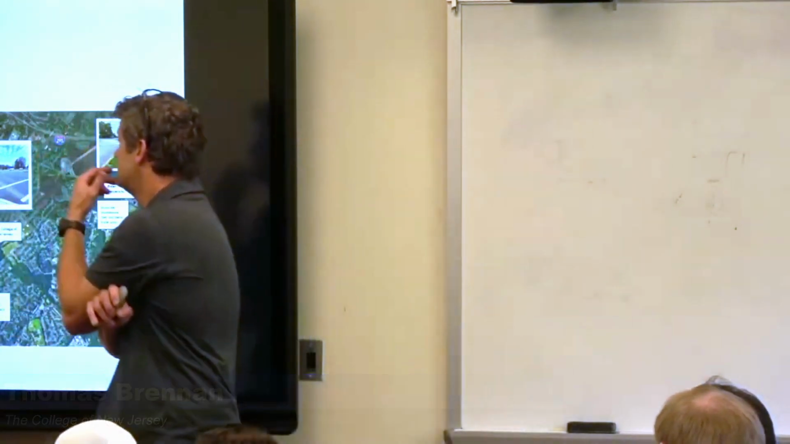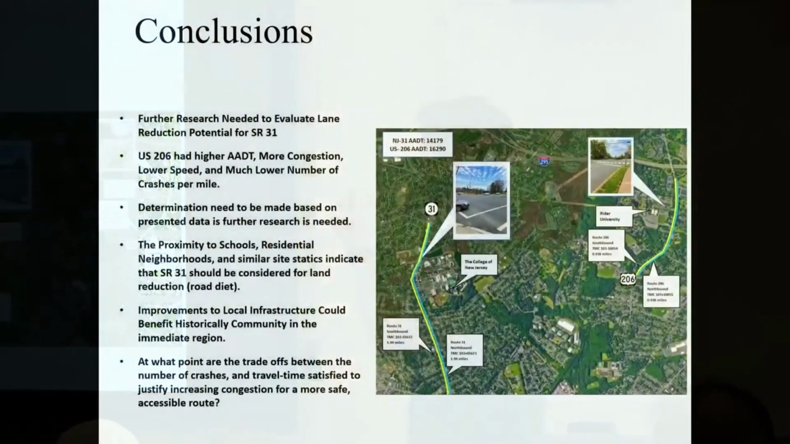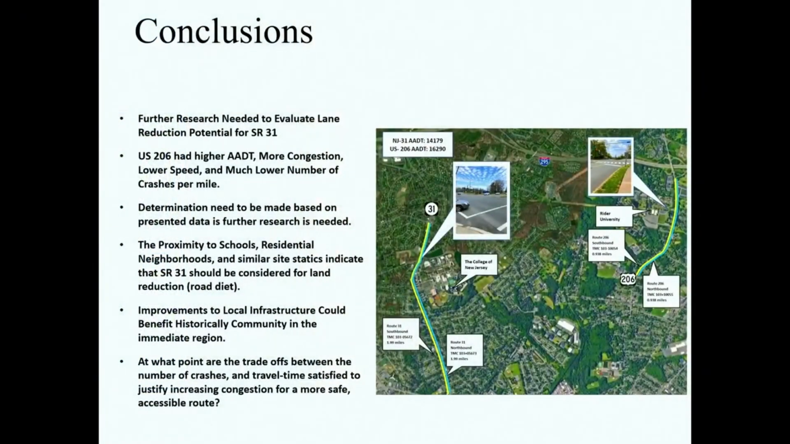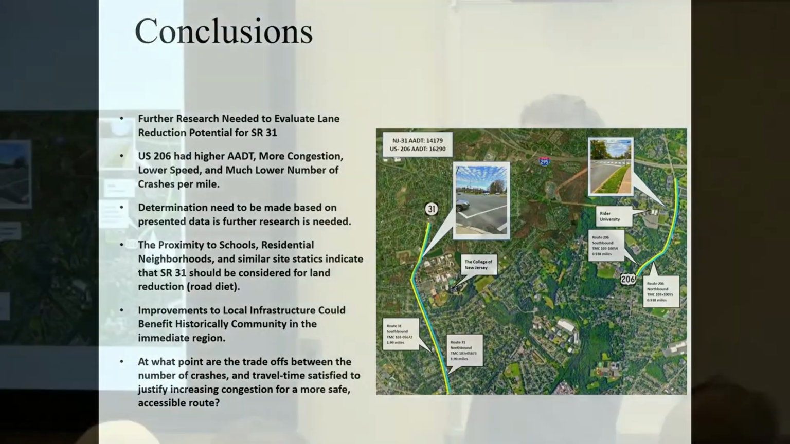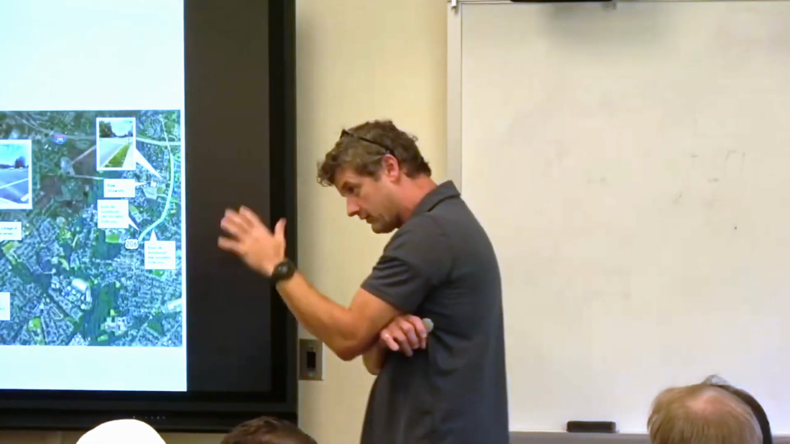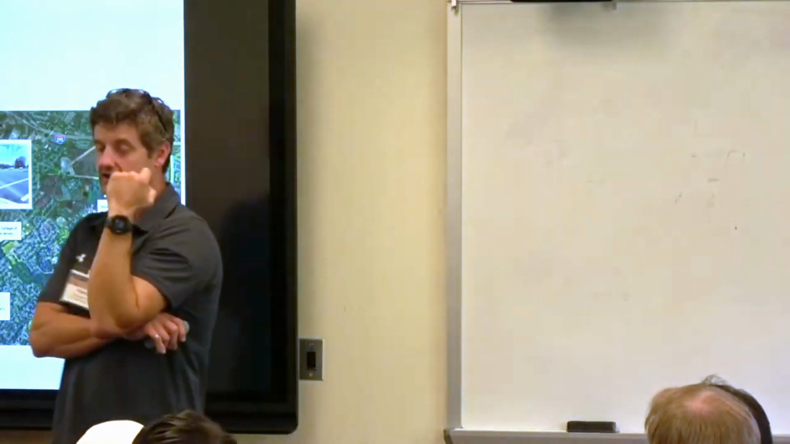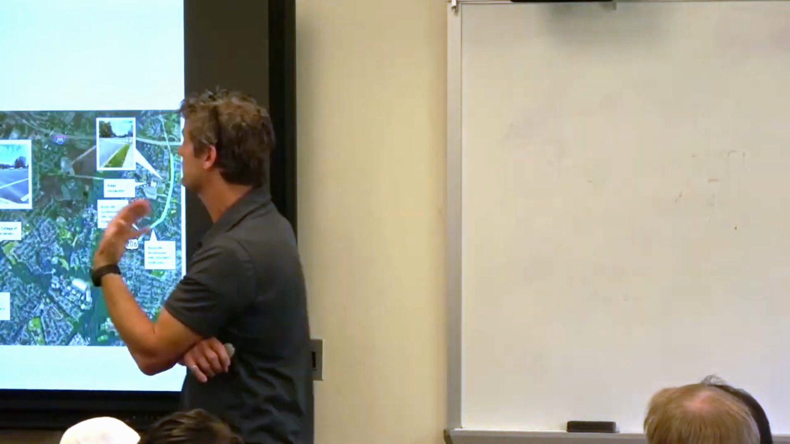US 206 had a higher volume, more congestion, lower speed, much lower number of crashes per mile though, right? Because you do slow people down, and that's sometimes not a bad thing. Determinations need to be made based on presented data, and further research is needed. I will say till the day I retire, there's always further research needed. At the end of every paper I write, more research needed, more funding required. All these things that I want to do in order to keep this moving.